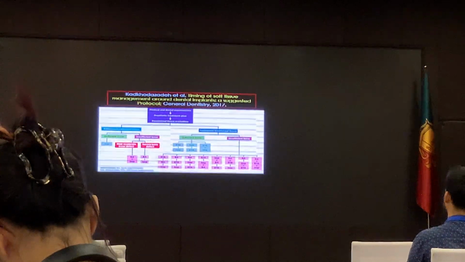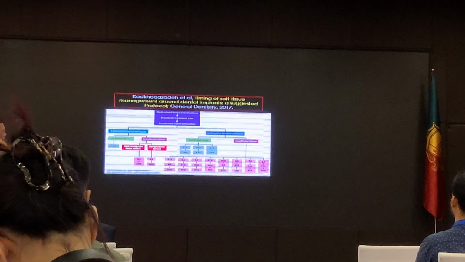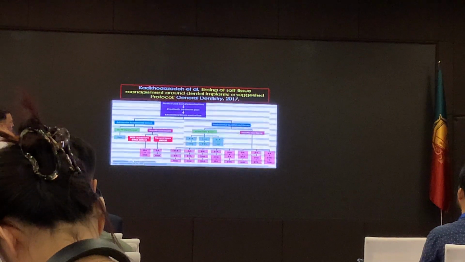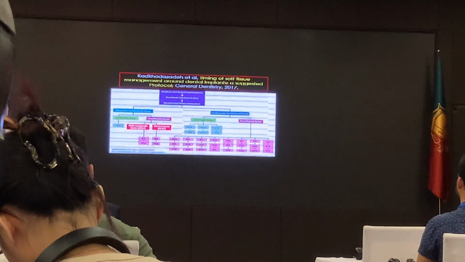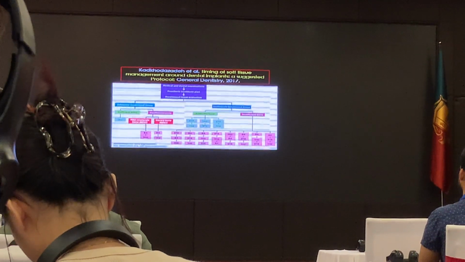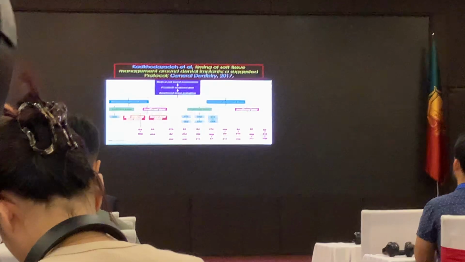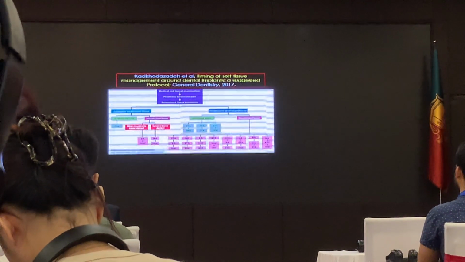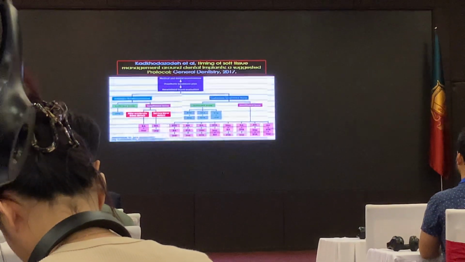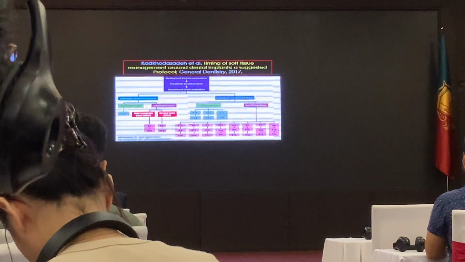If we look at the right side of this flow chart, we're lacking tissue and we're lacking bone. Now that's where it gets much more complicated, because look at all the options we have. We have many more different options to choose from when you're lacking tissue and you're lacking bone.